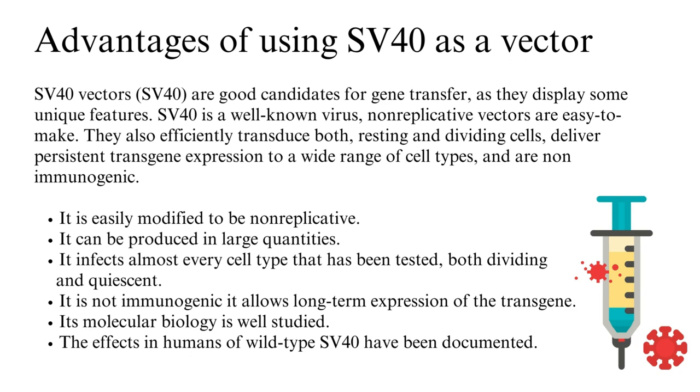It can be produced in large quantities. It infects almost every cell type that has been tested, both dividing and quiescent. It is not immunogenic. It allows long-term expression of the transgene. Its molecular biology is well studied, and the effects in humans of wild-type SV40 have been documented.